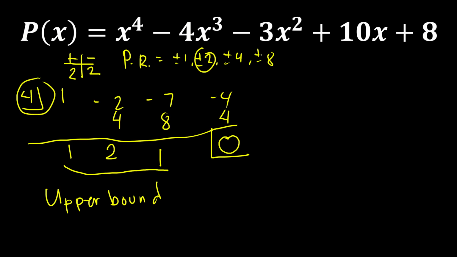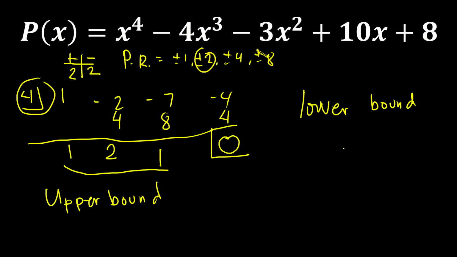So that means si positive 8 ay hindi na po possible answer din, kasi nga, wala nang mas tataas pa kay 4. Wala na siyang sagot na mas tataas pa sa 4. So, yun yung upper bound. Paano naman pag sinabi na lower bound?